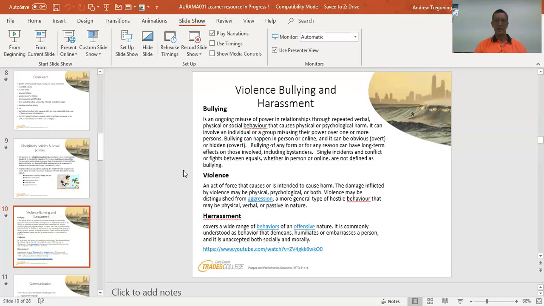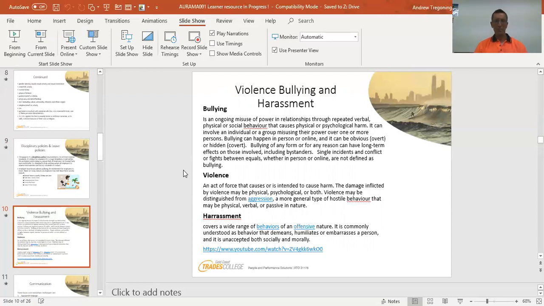So bullying, as I just mentioned in the first paragraph there, is an ongoing misuse of power in a relationship. So if you have power over somebody else and then you exert on that person physical or psychological harm, that would be termed as bullying. Not bullying if you're equal to that person.